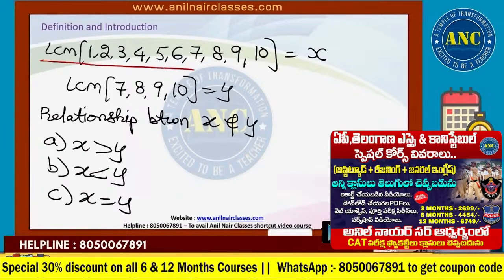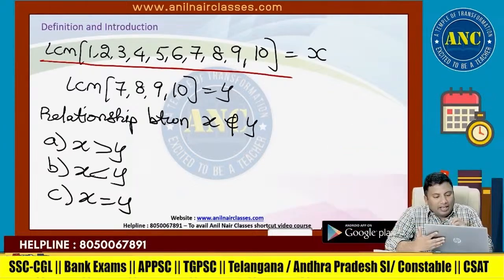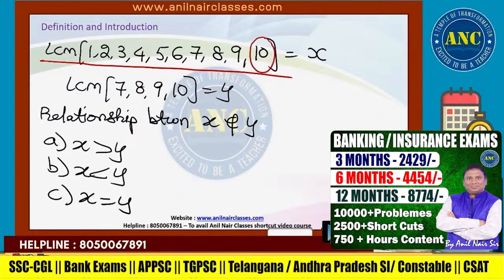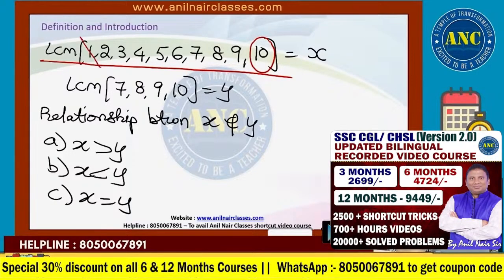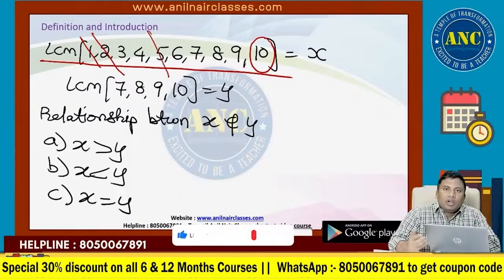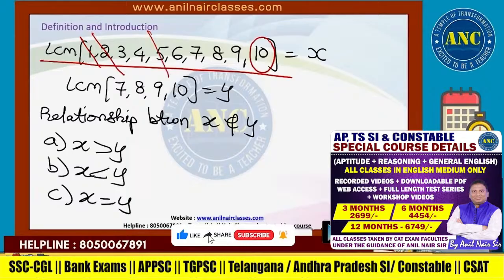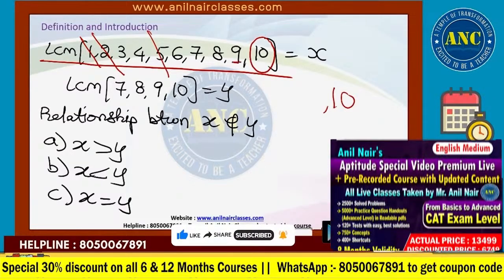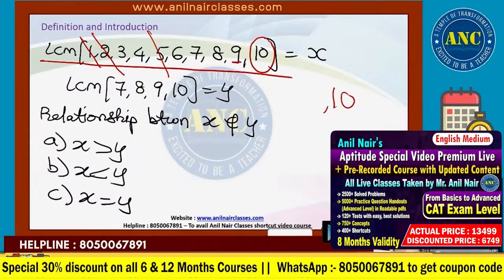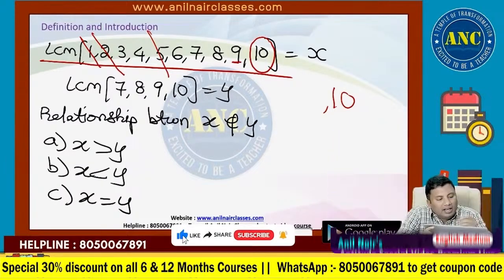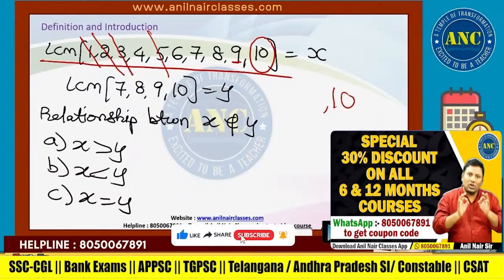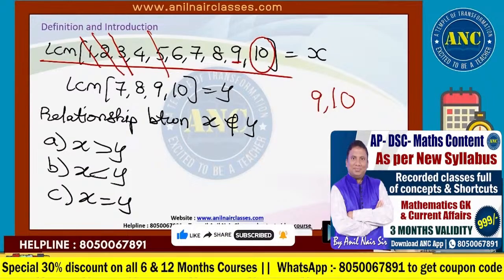If I take the largest number, 10, which numbers will divide 10? 1 will divide 10, 2 will divide 10, 5 will divide 10. You don't need to write 1 to 5, so I will write only 10. Then let me take 9. 1 will divide 9, 3 will divide 9, so I don't need to write 1 and 3.